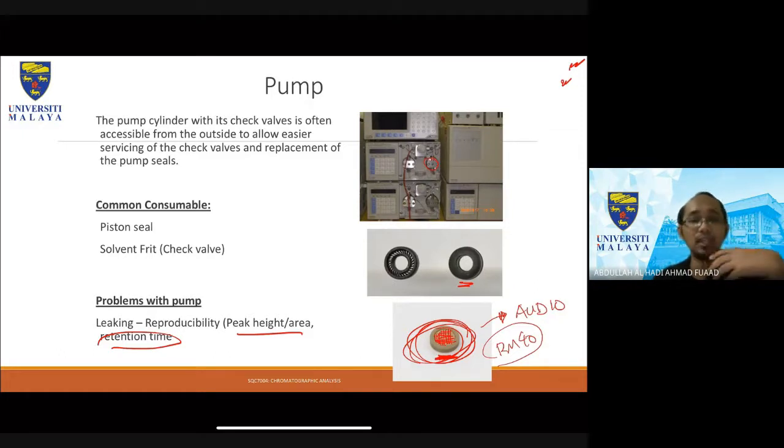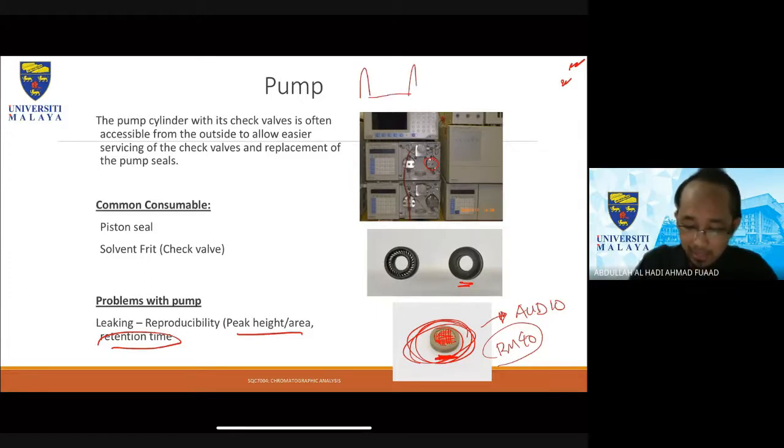The issue is, say for example, you do not periodically run a standard sample in your HPLC, and then one day you want to run, but there's actually a leak, and it affects your retention time. In a normal scenario, you might have a sample peak like that. So this one is sample one, so it's the standard.